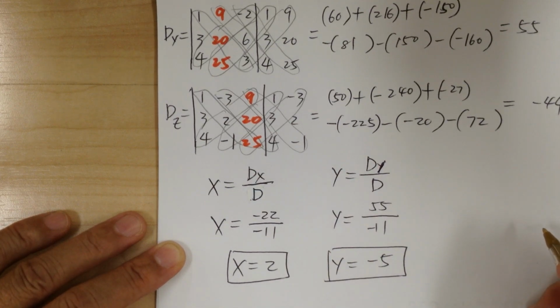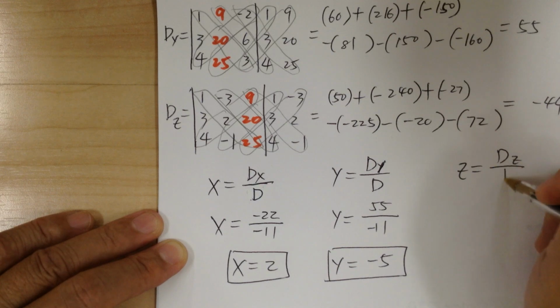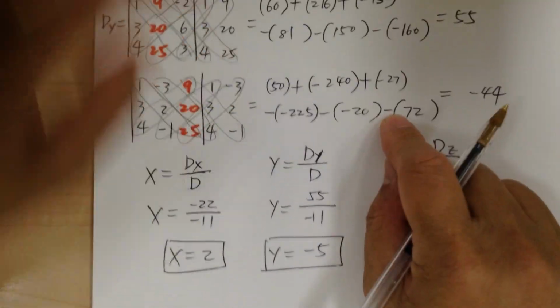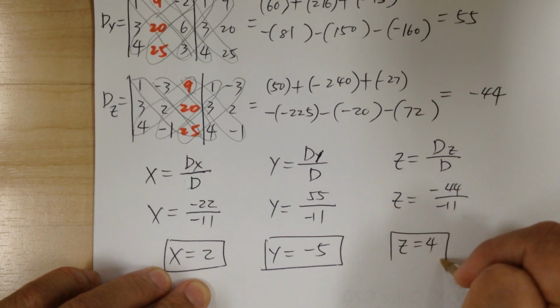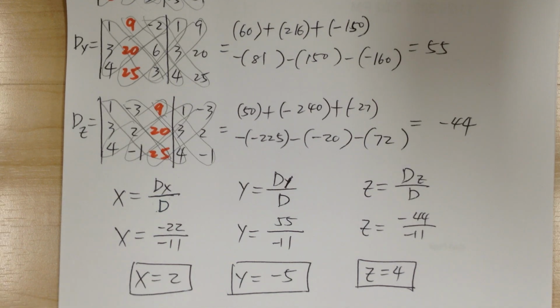Okay. And then z equals dz over d. So z equals dz is negative 44. D from here is negative 11. So z equals 4. Okay, so this is called Cramer's rule. So basically you're solving by using the determinants.